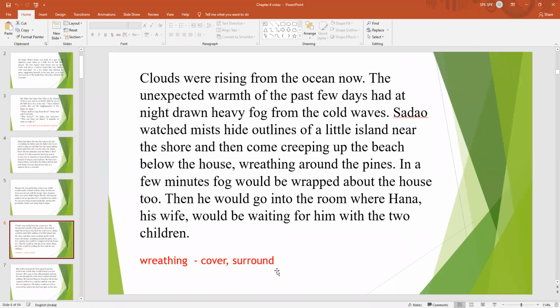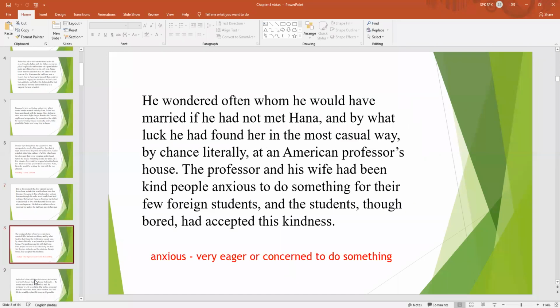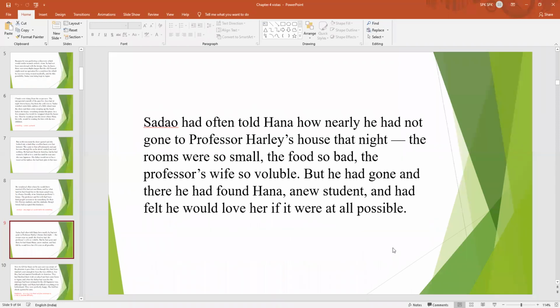Then the writer also told us about his family and the love between his wife and him, and how he met his wife. He met his wife in America at a professor's house, Professor Hartman's house. There they both met, and how coincidentally he went there. He was not willing to go there, but he went there and met this girl very casually. And he thought that if he came to know that she was Japanese, he would definitely express his feelings to her.